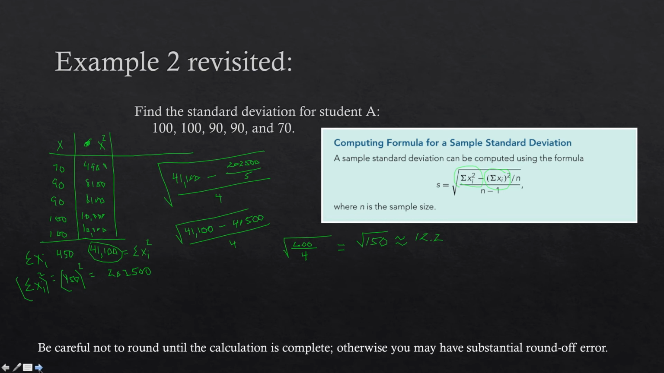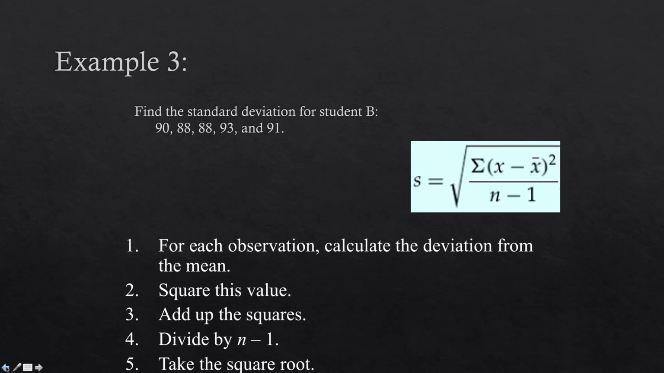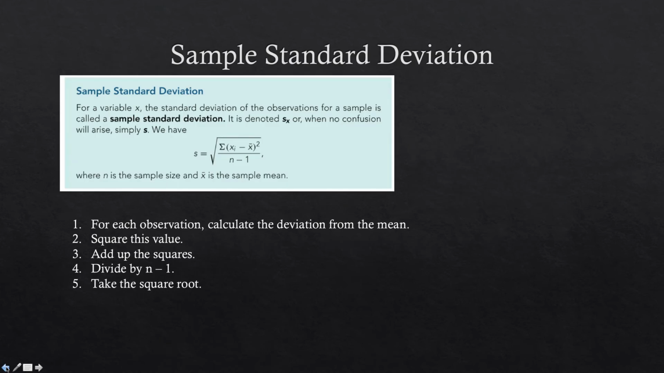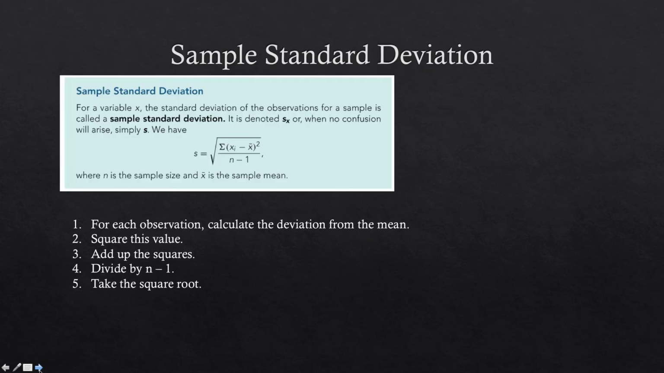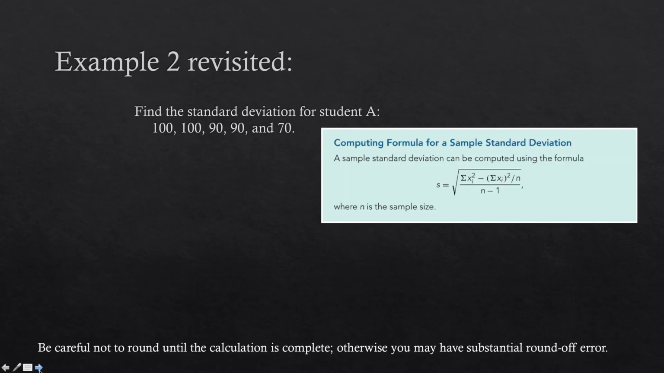So on average, we are 12.2 from the mean. Okay, and notice how I said that. Keep in mind that 12.2 number because I'm about to erase it. But notice how I said that. Standard deviation measures variation by indicating on average how far observations are from the mean. So this is telling you on average they're 12.2 from the mean. So it's averaging that difference basically. On average, how far are we from the mean? So that's what standard deviation means there.